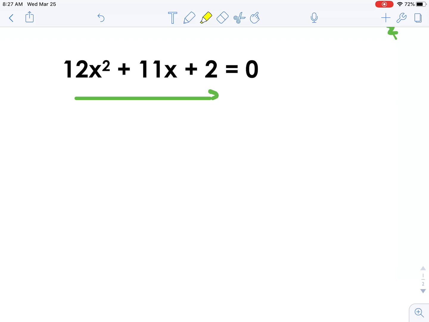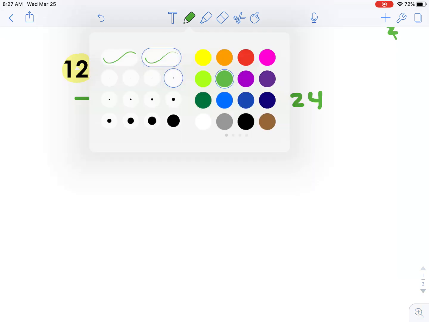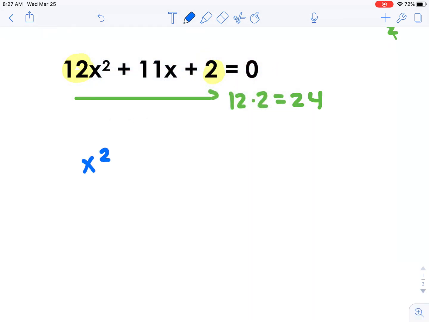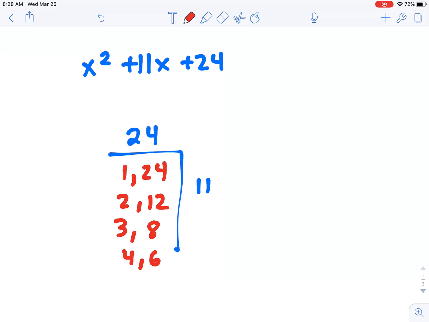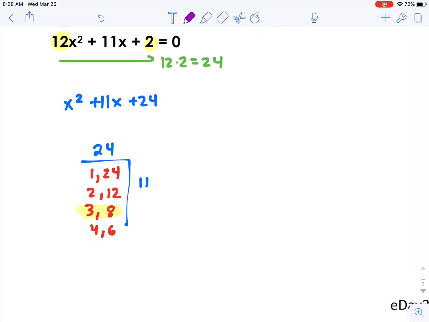First thing we're going to do is our slide over. So 12 times 2 is 24. And then we're going to go ahead and rewrite our new equation, which is x squared plus 11x plus 24. Factoring, we want to think of what multiplies to 24 and adds to 11. Your factors are 1 and 24, 2 and 12, 3 and 8, 4 and 6. 3 and 8 are going to be our combination that will add to 11 and multiply to 24. So x plus 3 and x plus 8. Now we slid, don't forget to divide.